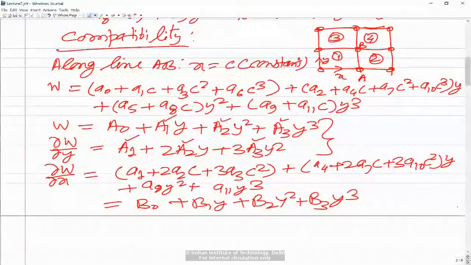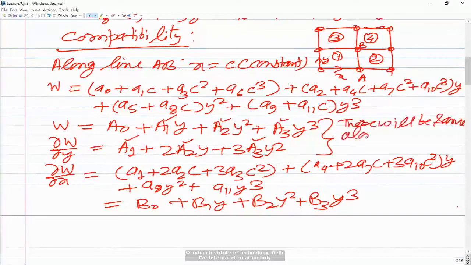So in between, when we fit this cubic curve, we will get the same variation of w and del w by del y along line AB from elements 1 and 2, because these four constants will be expressed in terms of the same values of w and del w by del y at nodes A and B for elements 1 and 2. So you will see that w and del w by del y will be the same along AB from elements 1 and 2.